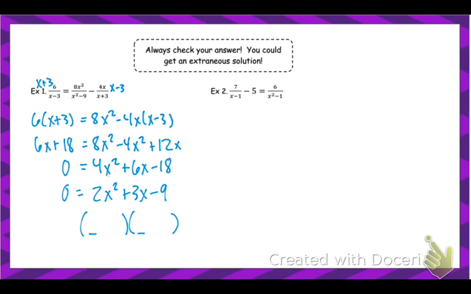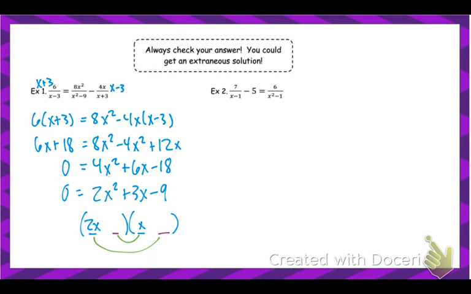Well, the only numbers that multiply to 2x squared are 2x and x. I know my last numbers have to multiply to -9, which means they're either 1 and 9 or they're 3 and 3. One of them is going to be positive and one of them is going to be negative. To figure out which option we pick, what we need to do is check those middle terms. Those middle terms are going to add to that 3x.